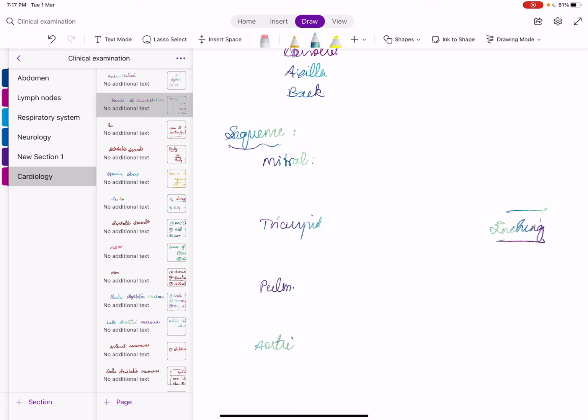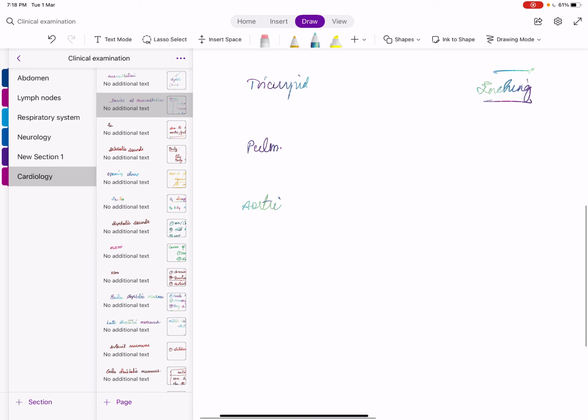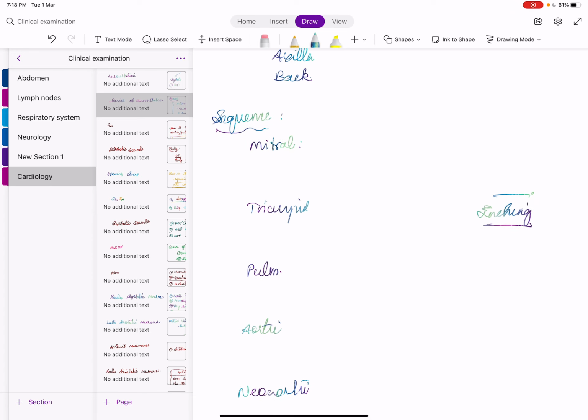So the actual sequence of events will be like this. S1, ejection click due to the aortic and pulmonary valve opening. Next comes S2, which is A2 and P2. P2 occurs later than A2. Then comes the opening snap, then S3, S4. So S1, ejection click, S2, opening snap, S3, S4, then S1. This is the actual sequence of events.